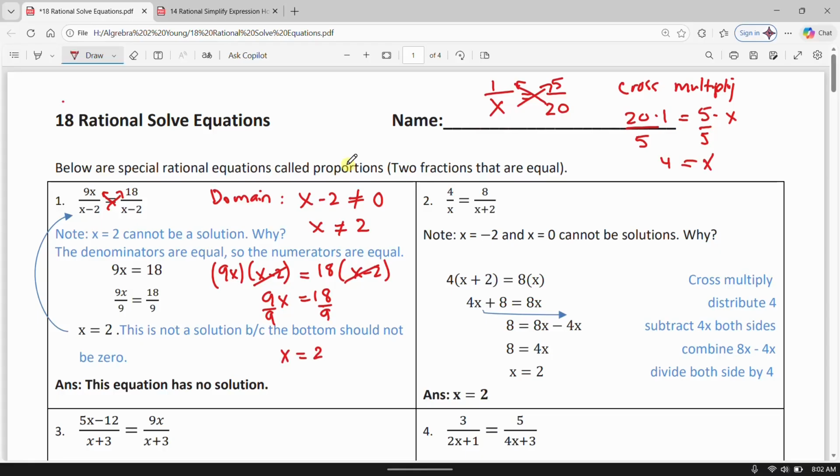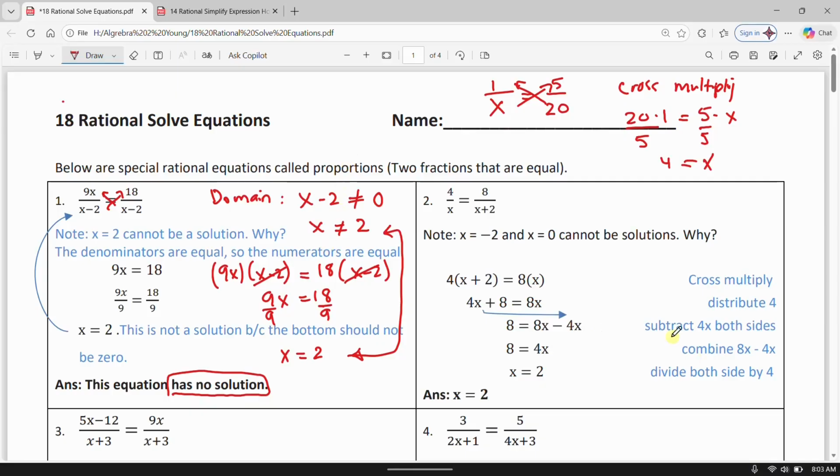So you have x equal to 2, but what happened here? At the beginning, you say x cannot be equal to 2, but at the end, you say x equals 2. You should take that value of x equal to 2 away, so this one has no solutions. Because you have restricted values, x equal to 2 cannot be a solution to this equation.